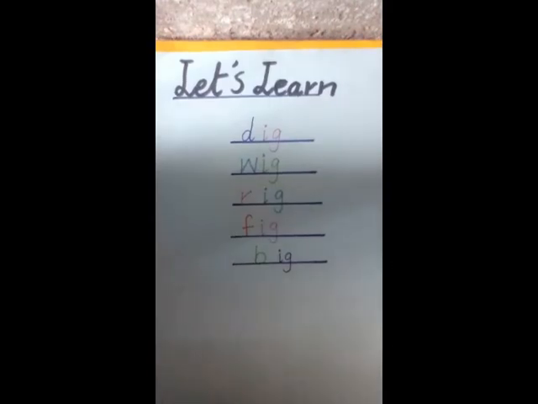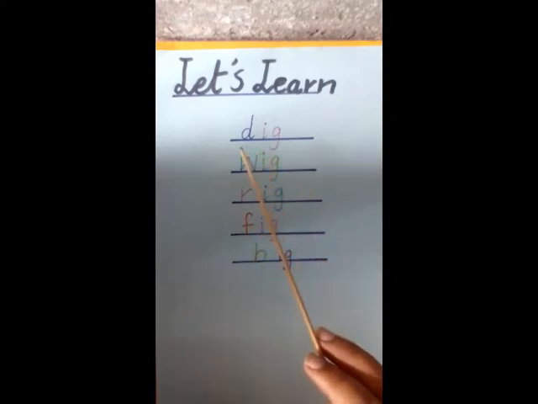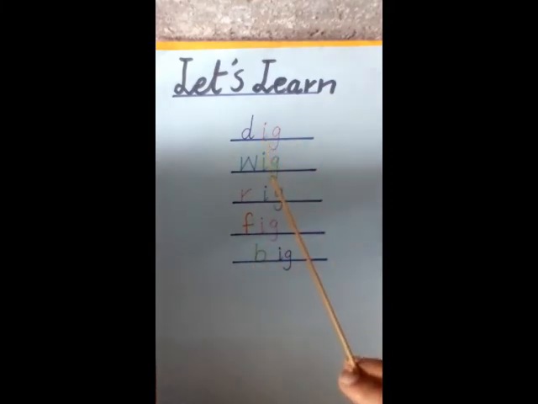Before we start rhyming, we follow the rules. You have to be attentive and listen very carefully. So let's learn. D, ig, dig. W, ig, wig. R, ig, rig. F, ig, fig. B, ig, big. Let's repeat it again. Ig, dig, ig, wig, ig, rig, ig, fig, ig, big. Dig, wig, rig, fig, big.